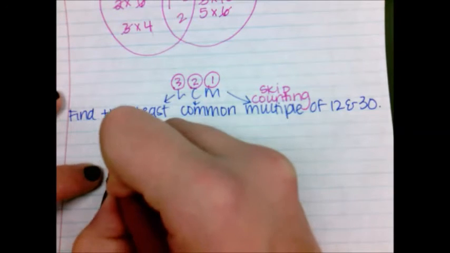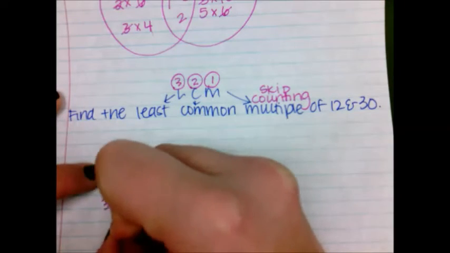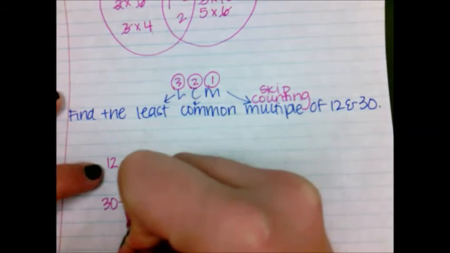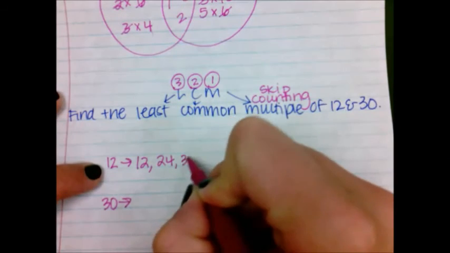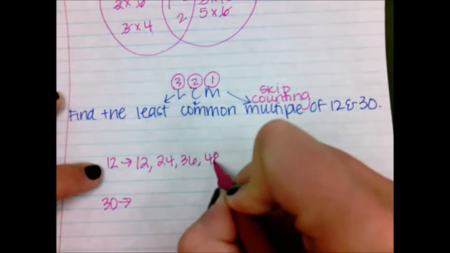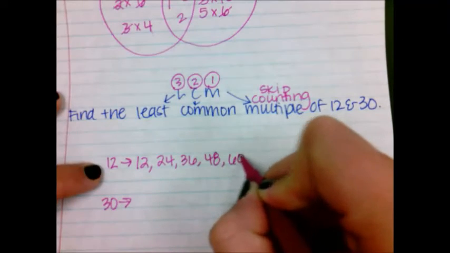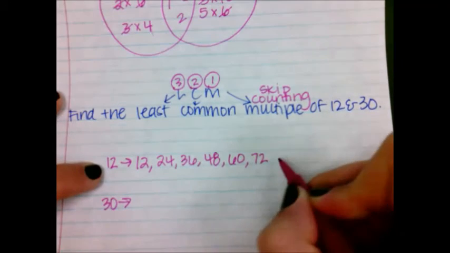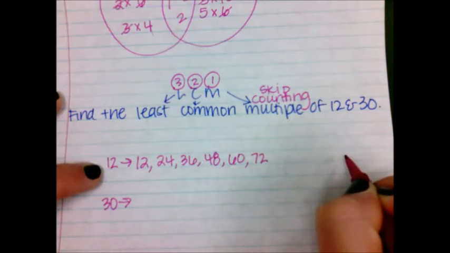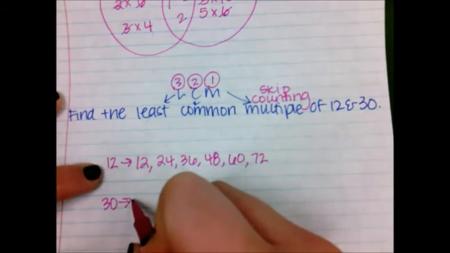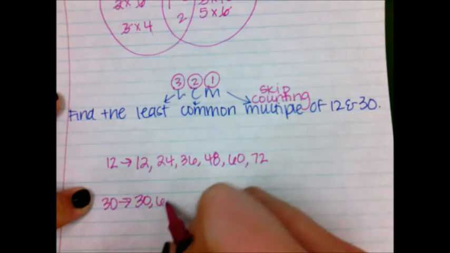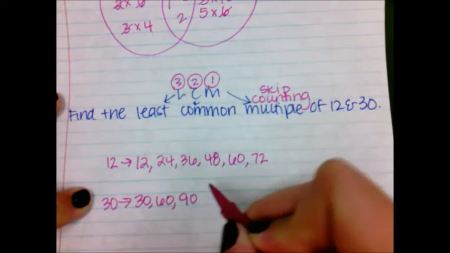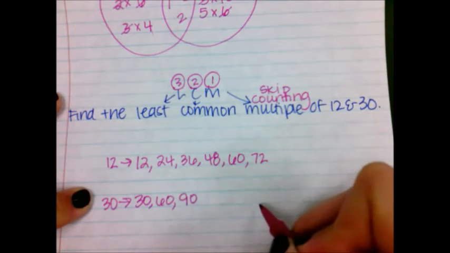I'm going to start with the number 12, and I'm going to start with the number 30, and I need to skip count. So I'll say 12, 24, 36, 48, 60, 72, and I could go on and on and on. I'll come down here and start writing some for 30. 30, 60, 90, and I could again keep going.